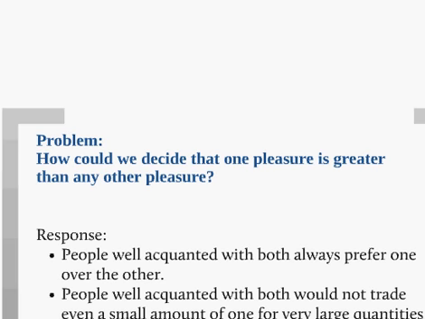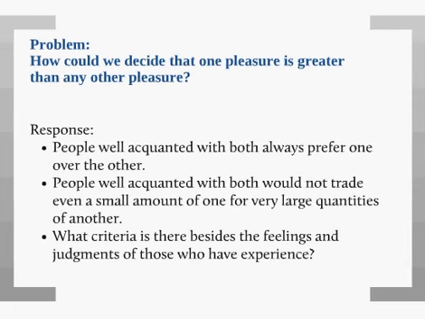Well, utilitarians have a response for this. Their first response comes in the form of an observation. When we are wondering which pleasure is greater, we have pleasure A and pleasure B, we find people who are well acquainted with both pleasures, and we ask them which they prefer. And if the well acquainted people, in other words, experts, always prefer one over the other, or almost always prefer one over the other, then the pleasure they prefer is unambiguously and unproblematically and uncontroversially better than the one they don't prefer.